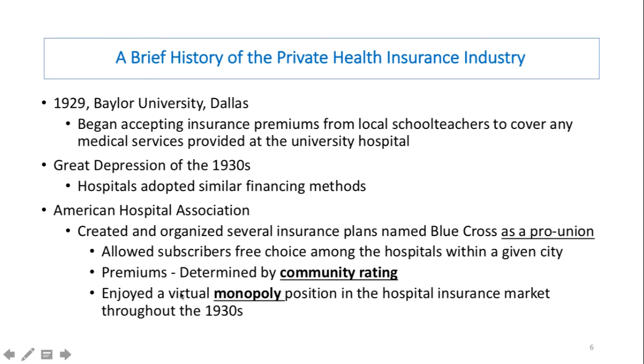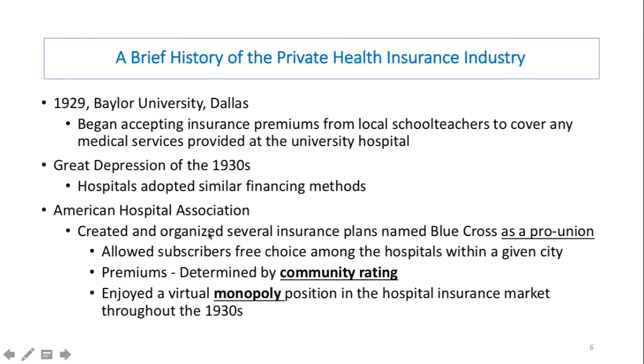And you remember that initially the premiums were determined by community rating, which means based on the average of the members' population. And in that day, the American Hospital Association was enjoying a virtual monopoly position in the hospital insurance market throughout the 1930s.